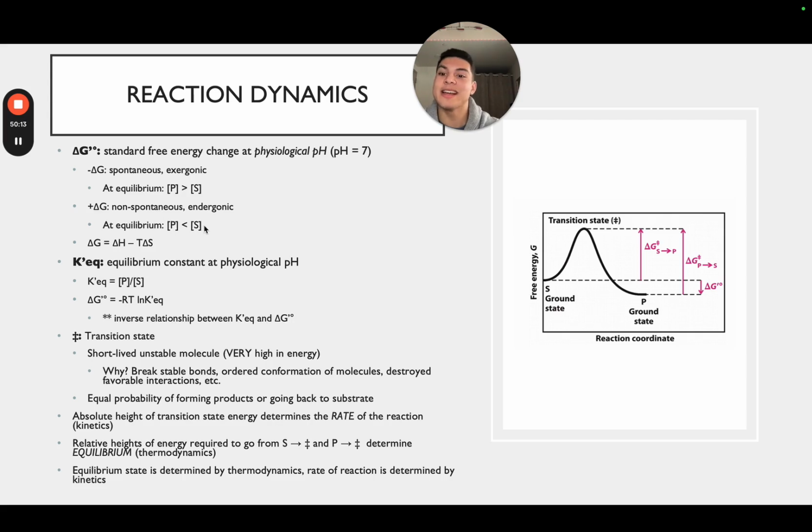It's non-spontaneous. That means that at equilibrium, it's going to favor the substrates. So just know that there's this inverse relationship. Play around with it. It should be pretty self-explanatory. There are a bunch of resources online about this.